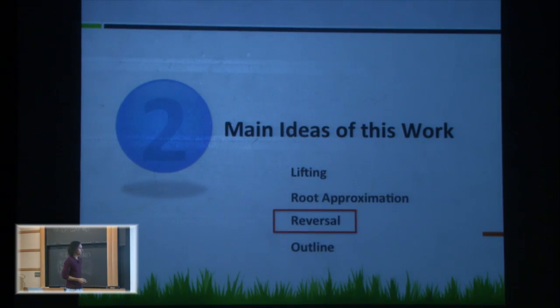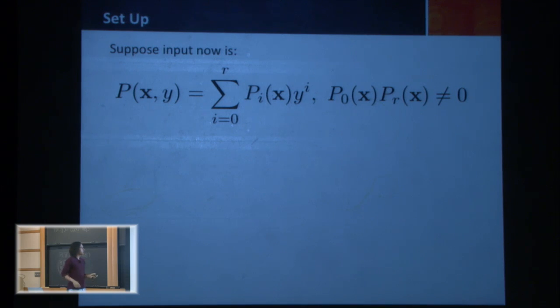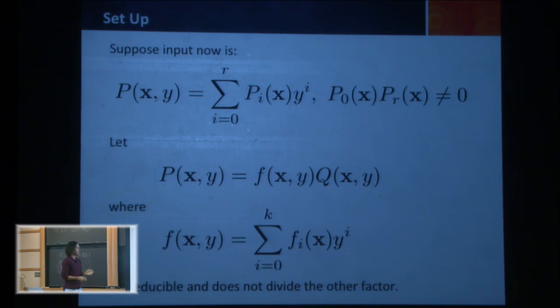So now let's talk about reversal. The setup now is, suppose that our input is the complete polynomial. Now, it's the most general case, where the constant term p0(x) and the highest degree term, the leading term pr(x), are different from 0. Now, again, let p equal f times q, where f is, again, a sum of fi times y^i, is irreducible and does not divide q. Again, it's easy to get to this condition.